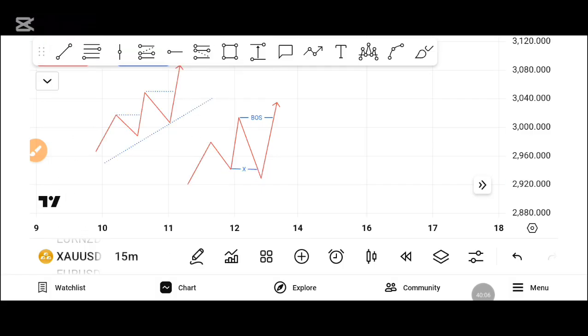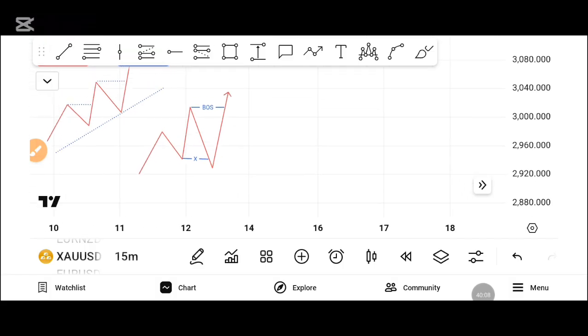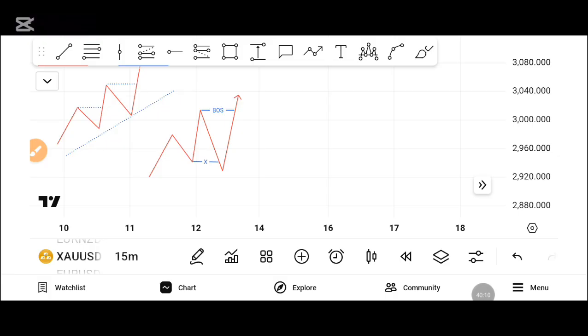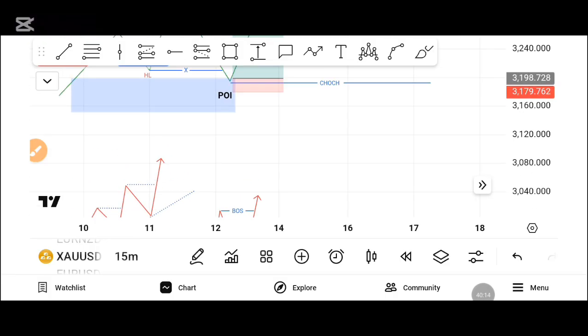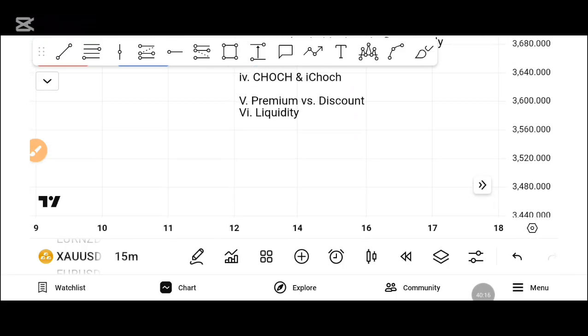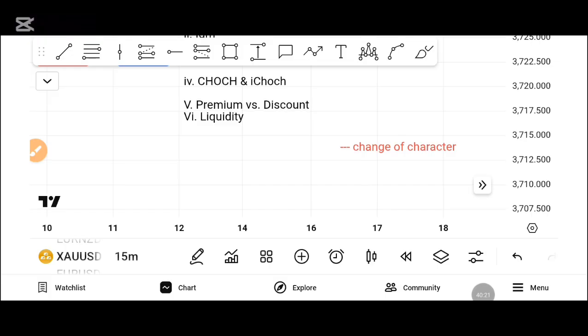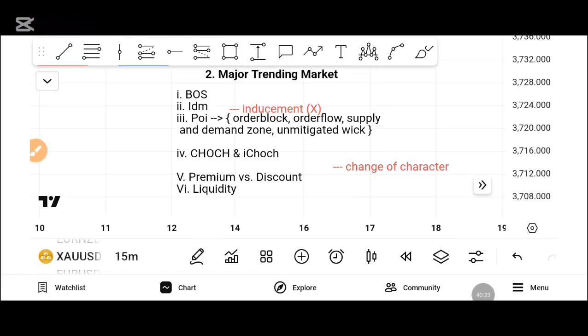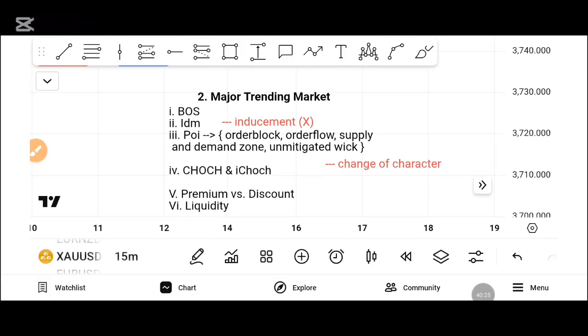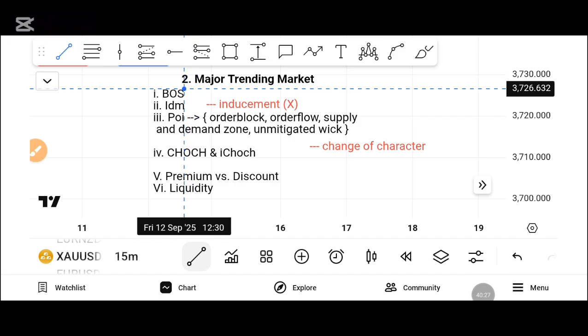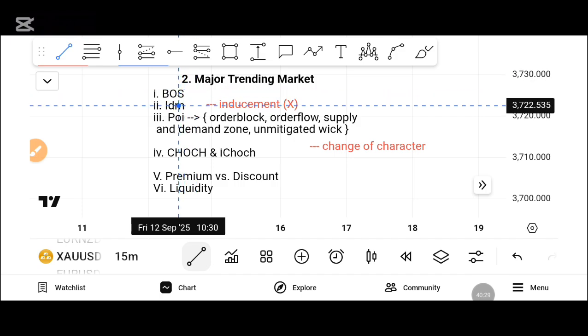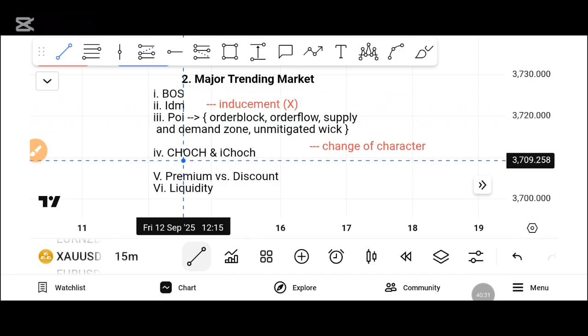Price took out inducement from here. Alright, so I believe you are understanding this concept. The second on our list is, we have talked about BOS, we have talked about inducement, we have talked about POI, and now this is CHoCH.